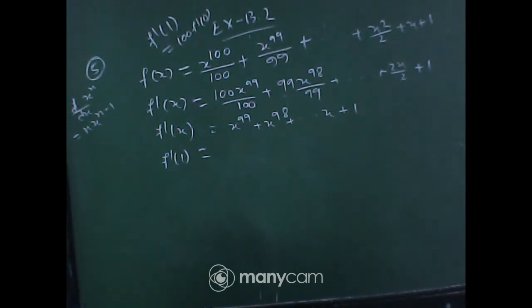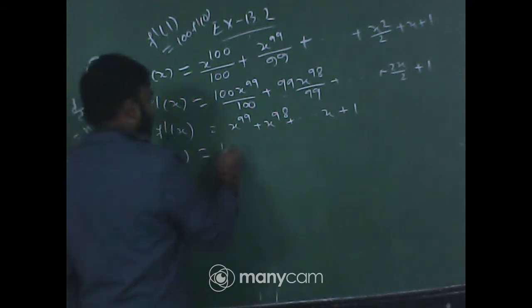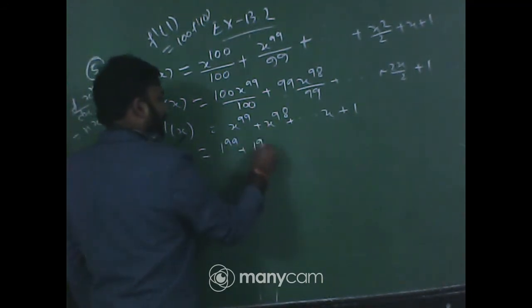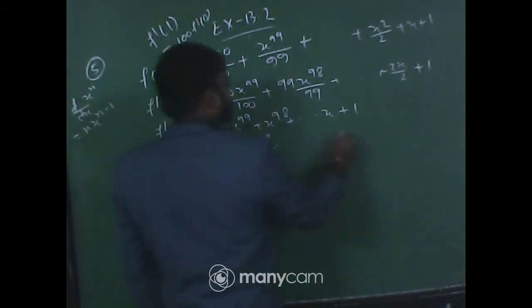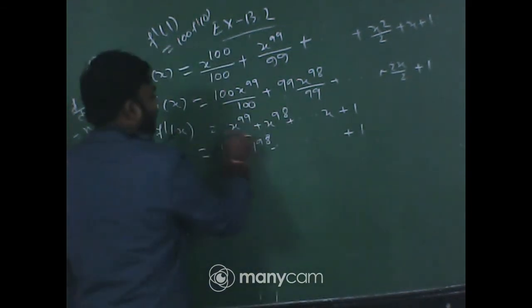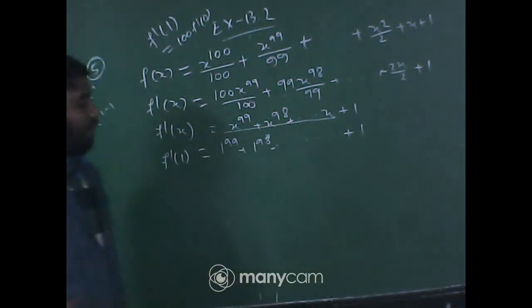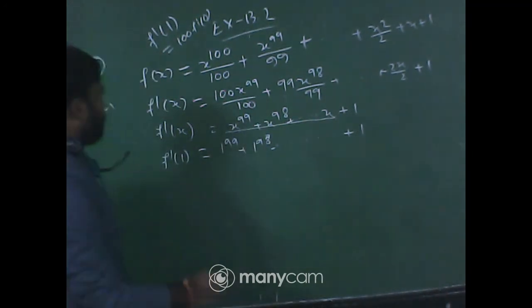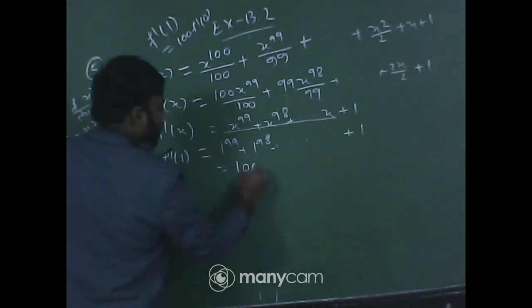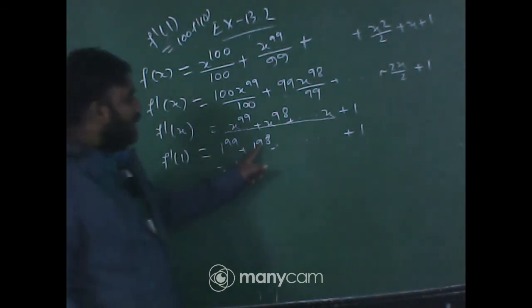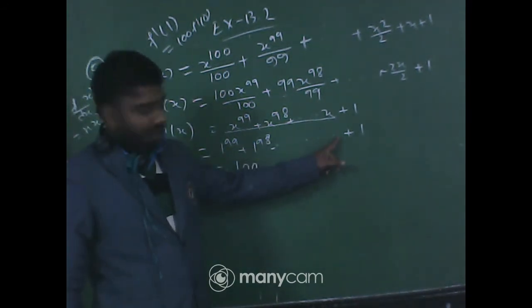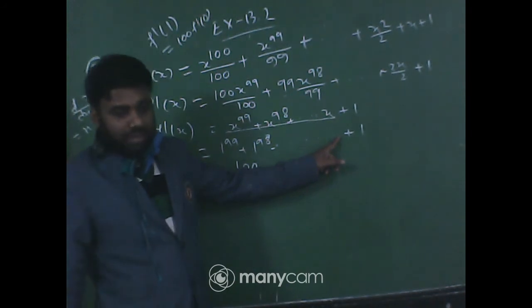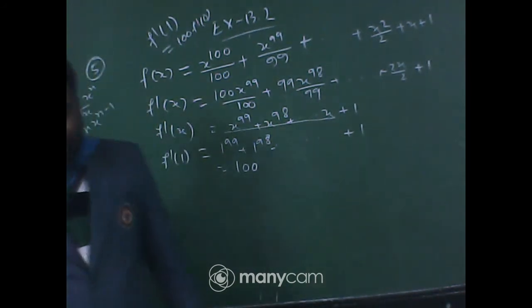So it will be 1 to the power 99 plus 1 to the power 98 plus dot dot dot plus 1. Up to this, the value is 99, plus 1 means 100. It means the sum of that expression is 100.